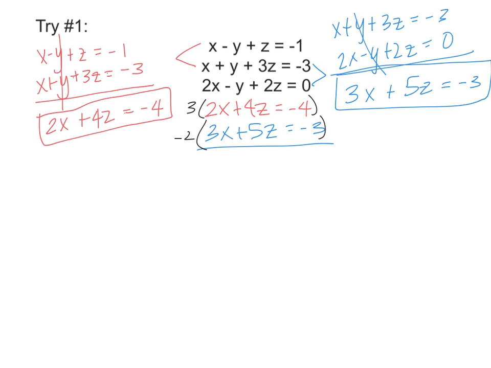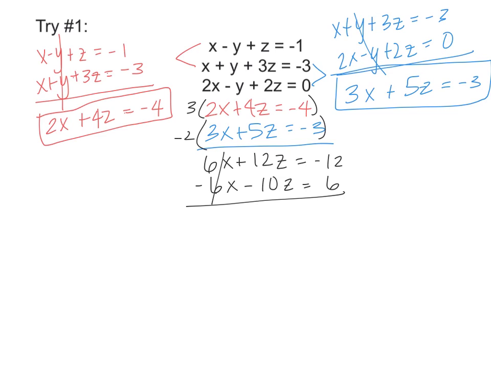So to rewrite this, I will now have 6x plus 12z equals -12, and the next one I would have -6x minus 10z equal to 6. So I'm left with 2z equal to -6. If I divide by 2, z will equal -3. So that's our first answer.